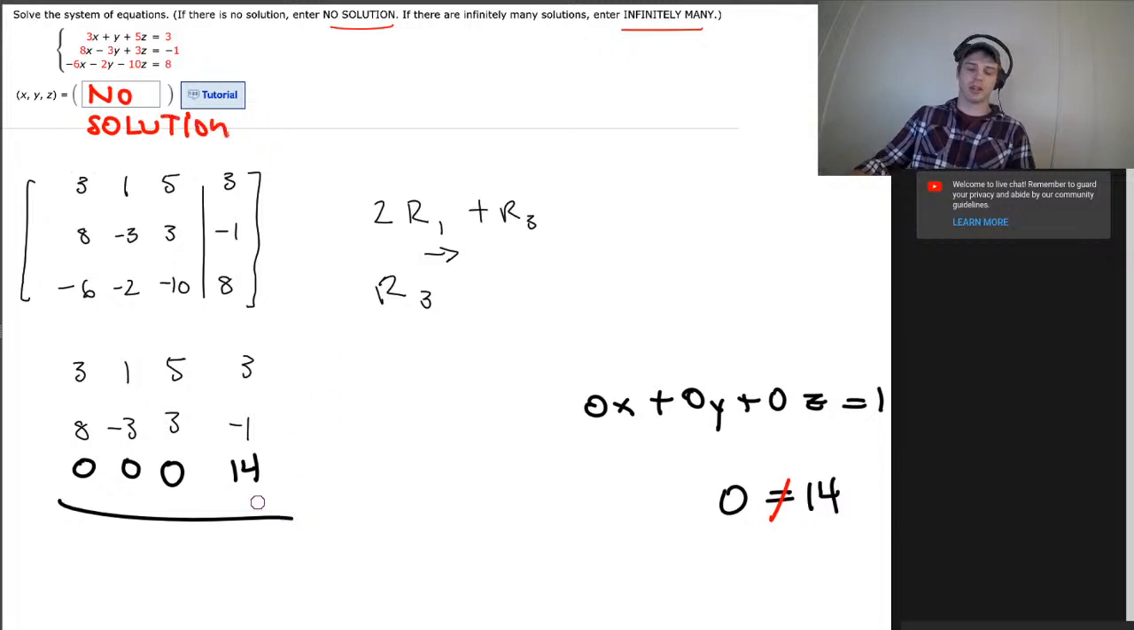The other thing that you could get, which isn't the case here, is if you had all zeros. If you have all zeros, that means there are infinitely many solutions. But that's not the case that we had.